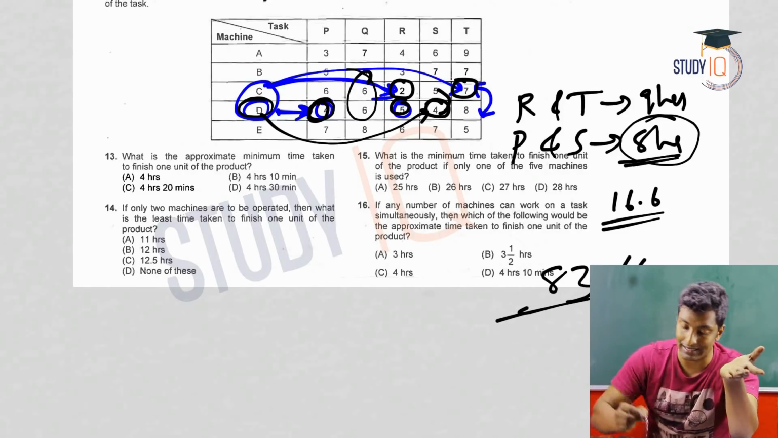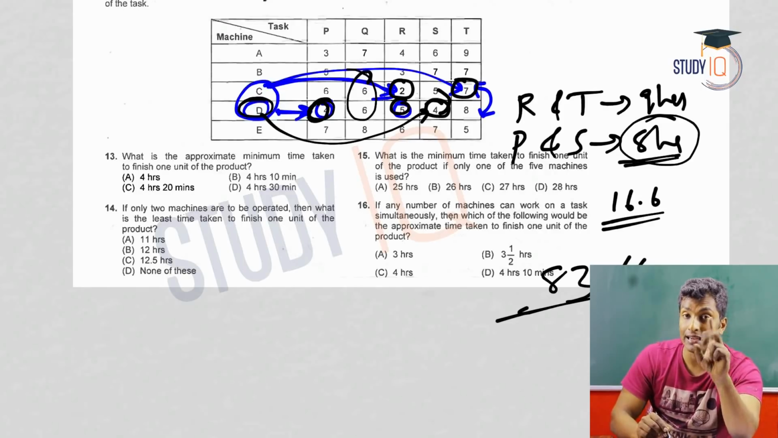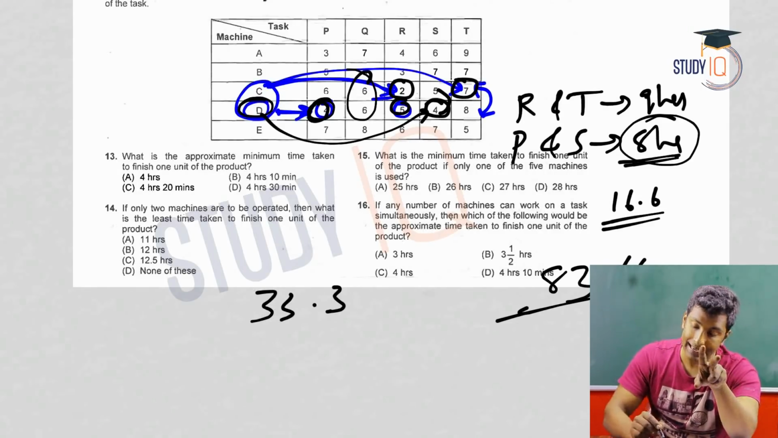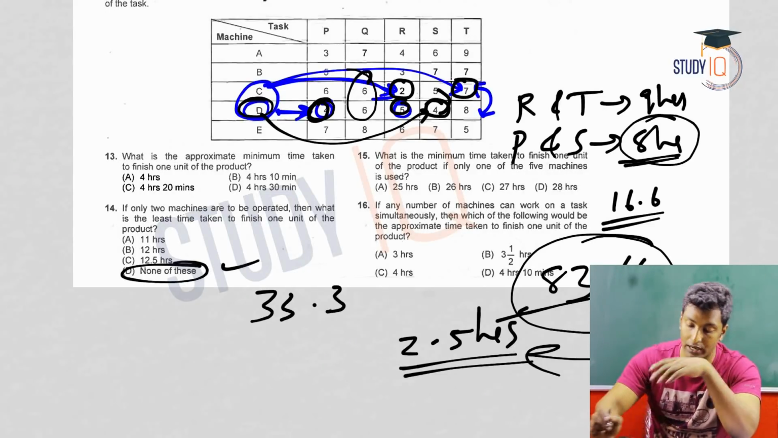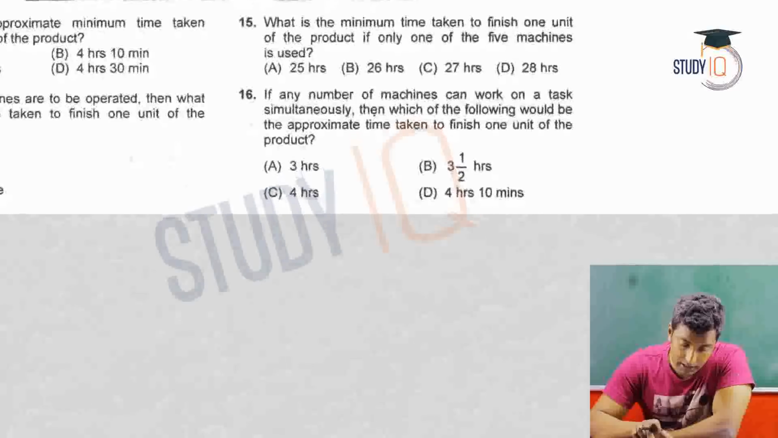And when they are doing together, they can do the work in 3 days. So in 1 day 33.3. Okay, so in that case you can complete this in 2.5 hours. 83.66 in 2.5 hours. So 9 plus 2.5, 11.5, which is not there, so none of these. Easy one, right? What about this one?